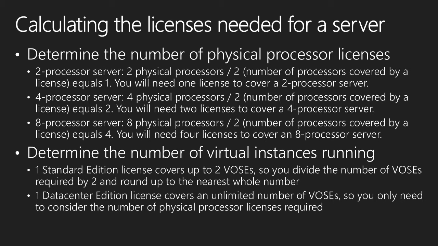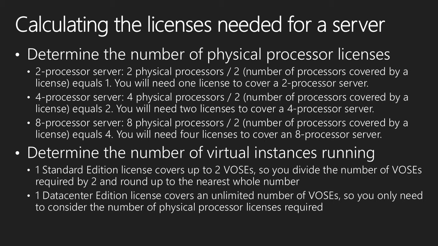But as we take a look at a 4 processor server, what it tells us here is that we'd need to buy 2 licenses of standard or data center, and in an 8 processor environment or server, we'd need to buy 4 copies. So basically, we're just going through and effectively dividing it by 2 processors.